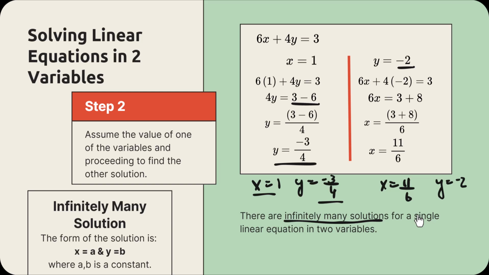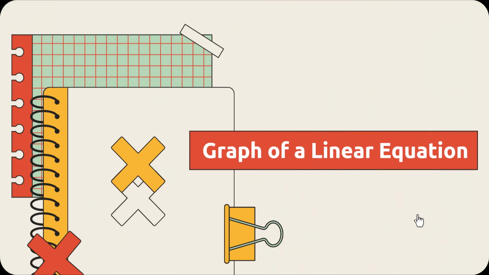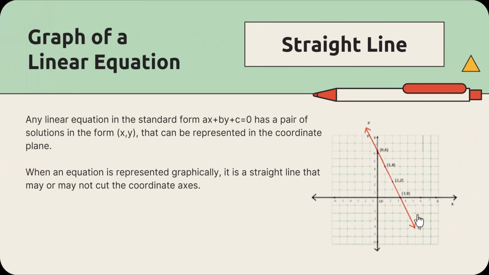So x is equal to a, y is equal to b, where a and b can be anything. There will be infinite solutions. It can be even negative numbers, right? Fractions. So there will be infinitely many solutions. So let's look into the graph of the linear equation. We already know how to do that, right?